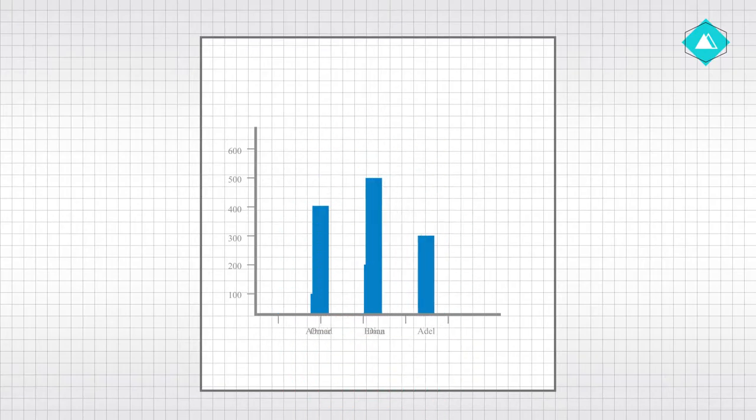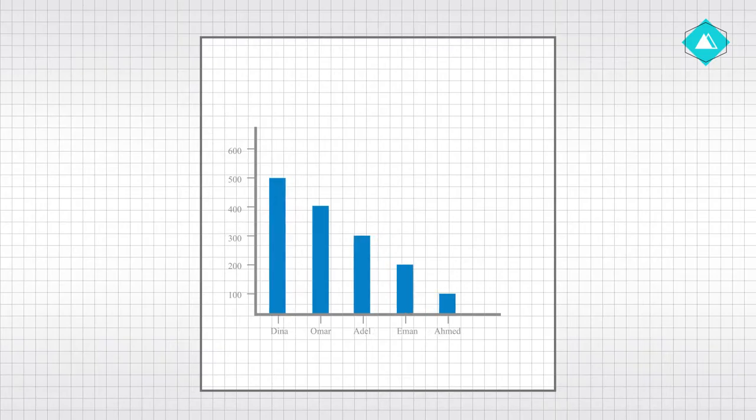First, rearrange the salaries from the highest salary to the lowest salary, and it will be Dina 500 LE, Omar 400, Adil 300, Iman 200, and Ahmed 100. Second, after rearranging the salaries as we did, redraw the bar chart to go with it. The bars should be from the biggest to smallest.